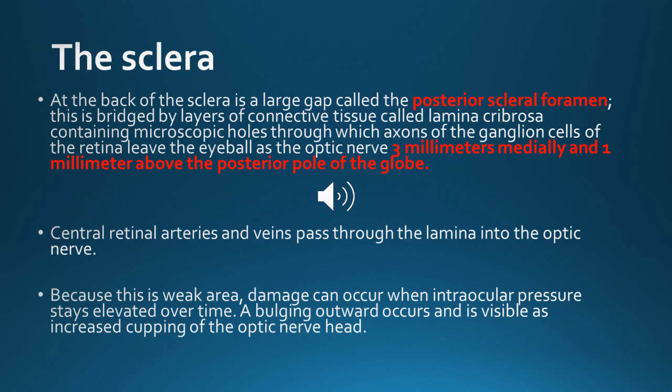The posterior scleral foramen is located at the back of the sclera, 3 mm medially and 1 mm above the posterior pole of the globe, through which the optic nerve containing the central retinal artery and veins pass from the eye to the cranial cavity. Because this is a weak area, damage to the optic nerve can occur when the intraocular pressure stays elevated over time.